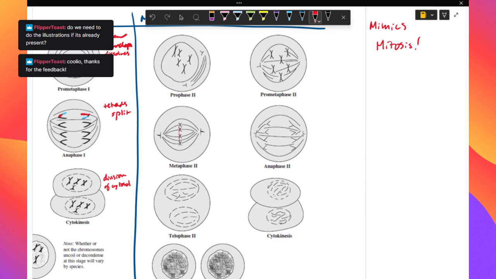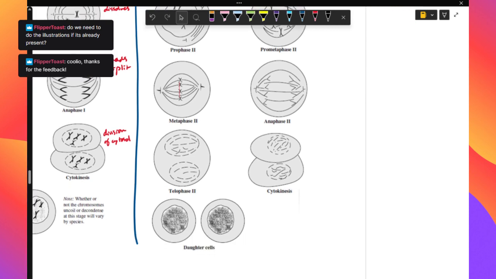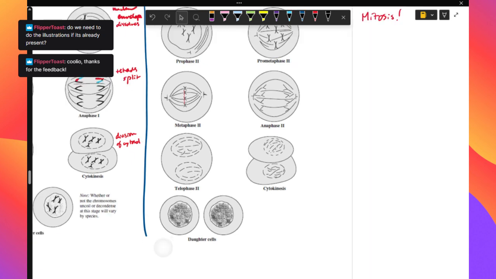They align with the metaphase plate. Anaphase 2, those chromosomes get pulled apart and start to move towards the poles. Telophase, you have the reforming of those nuclear envelopes. And finally, cytokinesis, the division of the cytoplasm and the formation of two new daughter cells.